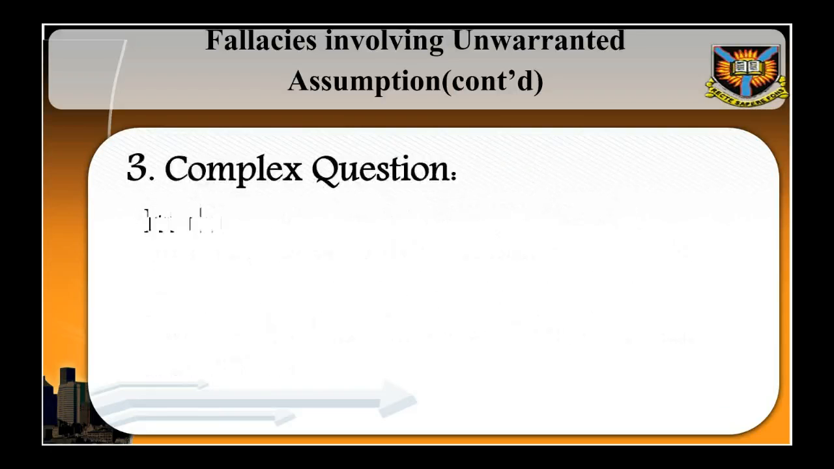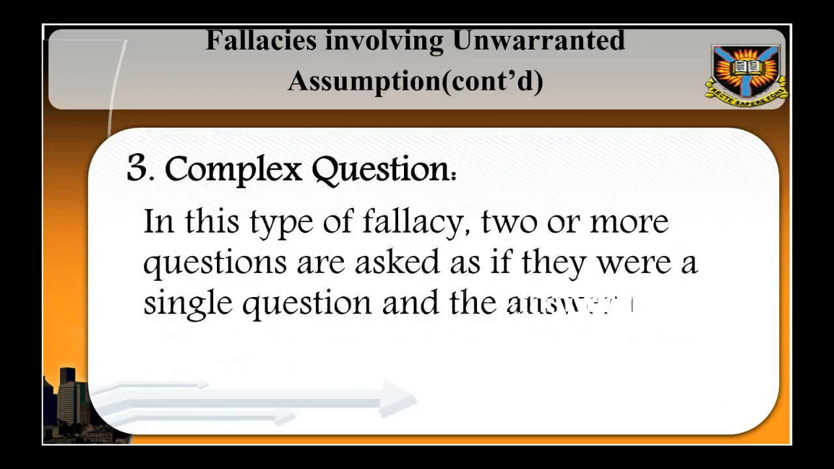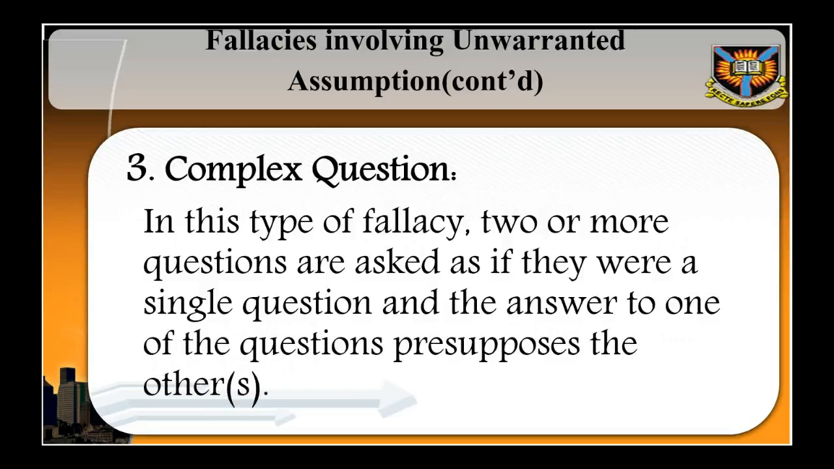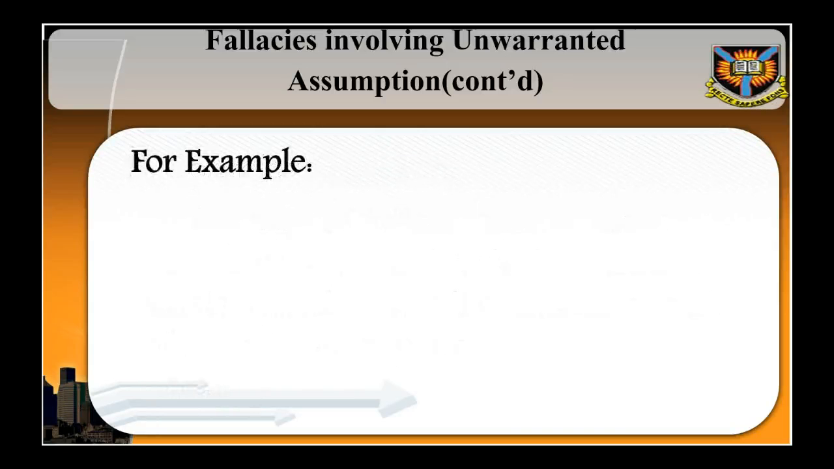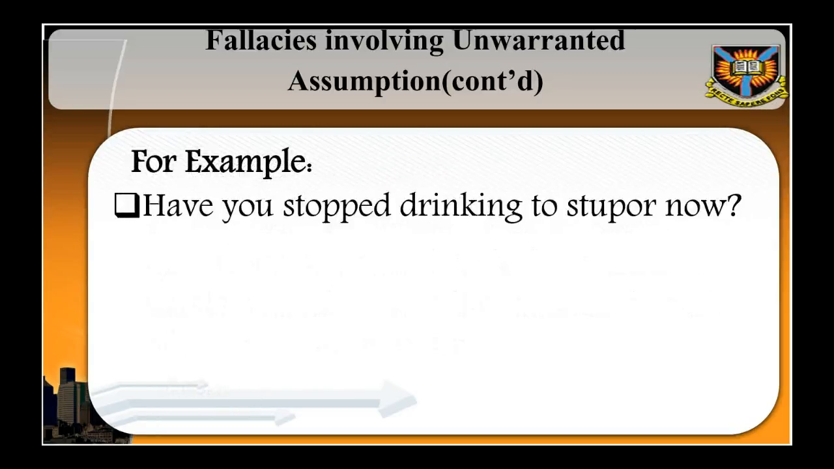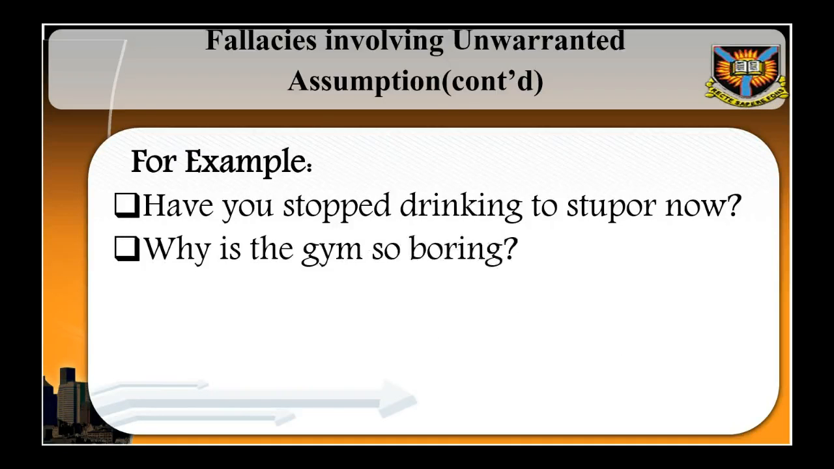Complex question. In this type of fallacy, two or more questions are asked as if they were a single question, and the answer to one of the questions presupposes the other or others. For example: 1. Have you stopped drinking to stupor now? 2. Why is gym so boring?